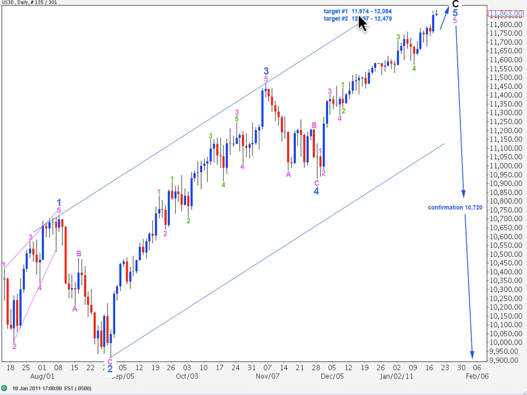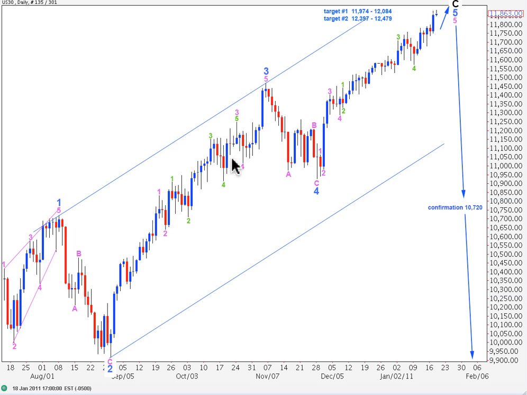At 11,974, wave 5 pink will reach 1.618 the length of wave 3 pink, so this wave will reach 1.618 the length of this. At 12,084, wave 5 blue, beginning here, will reach equality with wave 1 blue, which started off to the left of the chart, a pretty common relationship between the two.